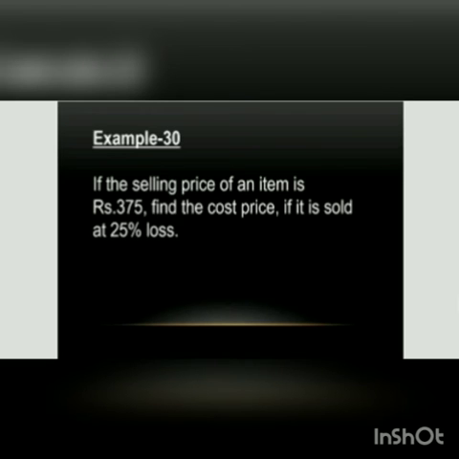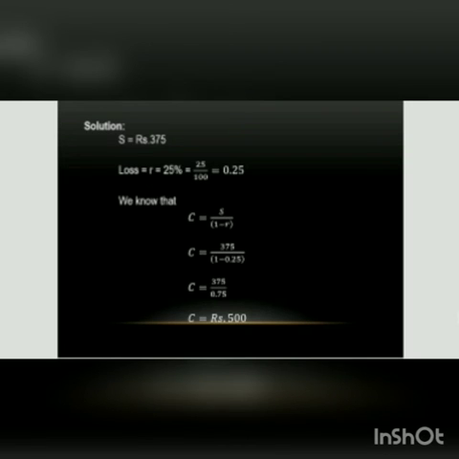The example shown on your screen is number 30. If the selling price of an item is rupees 375, find the cost price if it is sold at 25% loss. Starting the solution, we will write down the selling price as 375 as it is given in the question. Then the loss percentage is given here as 25%. Simplifying it will give us 0.25.